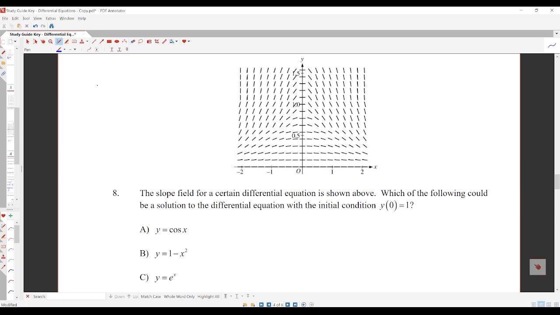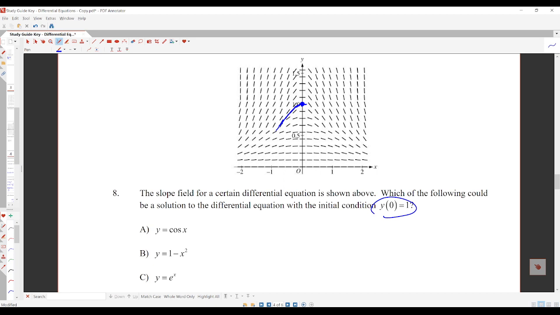All right, let's continue with number 8. The slope field for a certain differential equation is shown above. Which of the following could be a solution to the differential equation with the initial condition of y of 0 is 1? So I want to go to (0, 1), and I want to trace something that kind of follows those curves. So it comes through horizontal, and then everything immediately starts taking a downward turn.